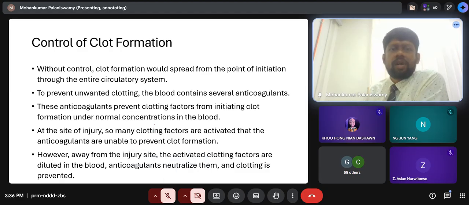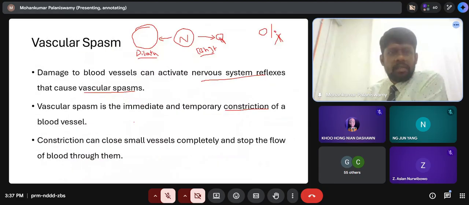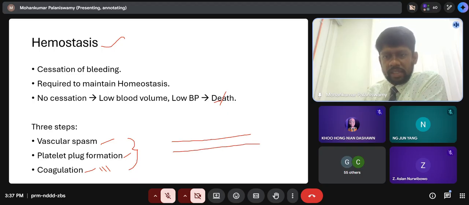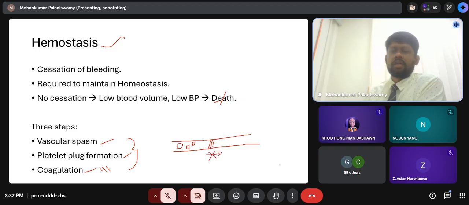Next is control of clot formation. We saw about the vascular spasm. We saw about the platelet plug formation. We saw about the coagulation. That is, we have the blood vessel where because of the coagulation factors, we have the fibers developed in the blood vessel and hence the WBC, RBC, platelets and other blood cells cannot pass through this clot. But after some time, eventually these cells will be able to pass. We are going to see how it happens.